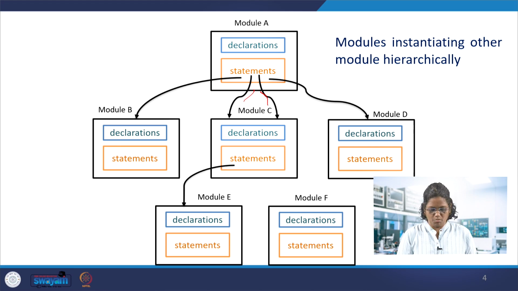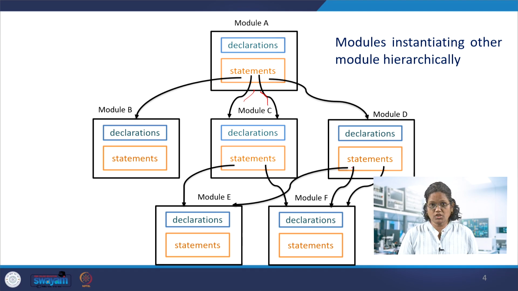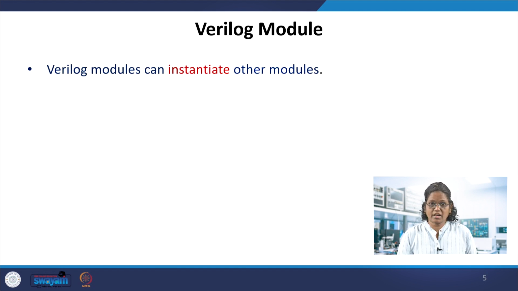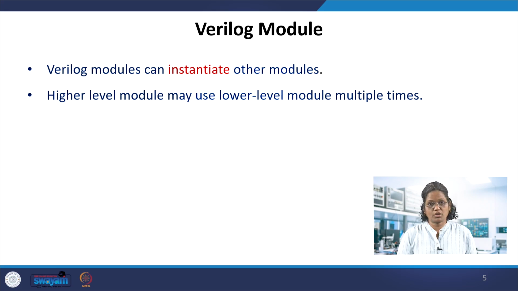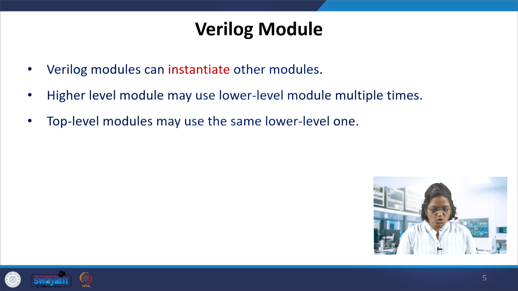You can see the next lower level modules: module E is instantiated in module C, and E is also instantiated in module D. Module F is instantiated in module C, and F is also called in D, multiple times in D. So this is possible, and this is called instantiating modules hierarchically in other modules. So a Verilog module can instantiate other modules, a higher level module may use a lower level module multiple times, and the top level module may use the same lower level one as well.